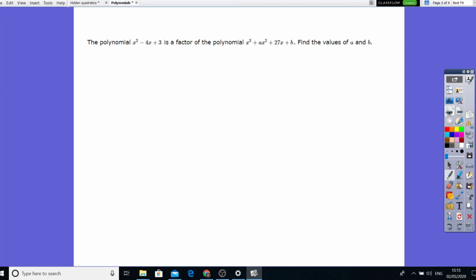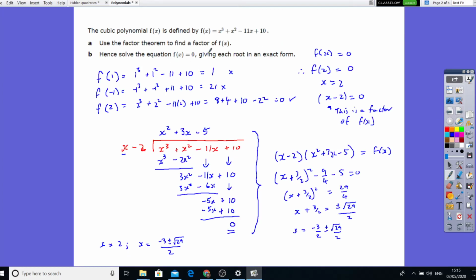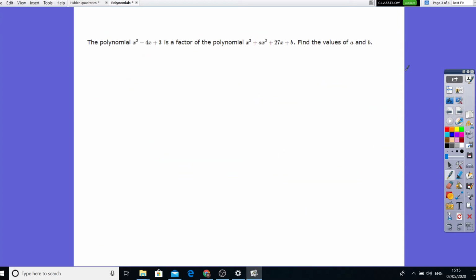Right, actually, there's nothing else, we just have to solve this, there's no sketch. Okay, that's all right. Let's just quickly have a look at this. So now the polynomial x squared minus 4x plus 3 is a factor of the polynomial x cubed plus ax squared plus 27x plus b. Find the values of a and b.